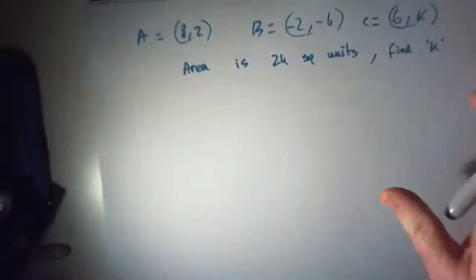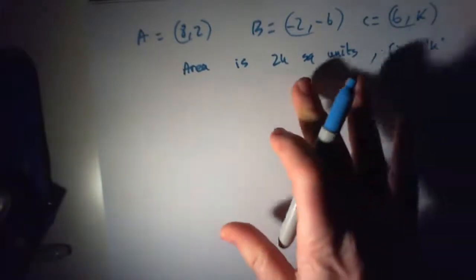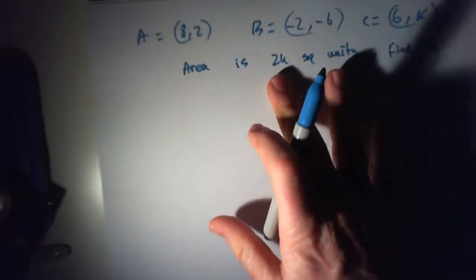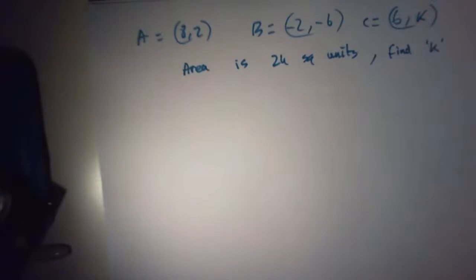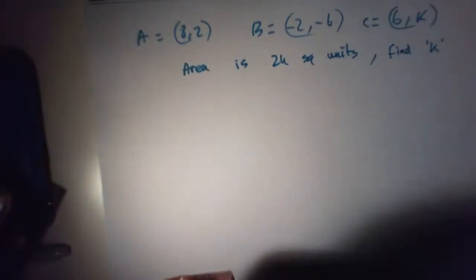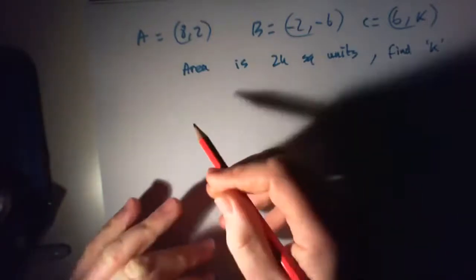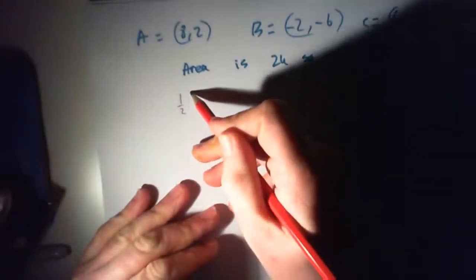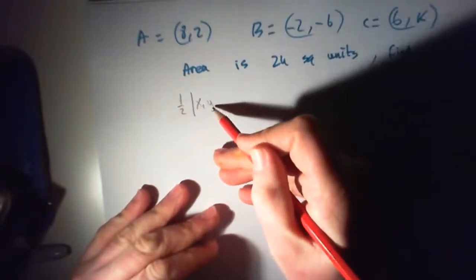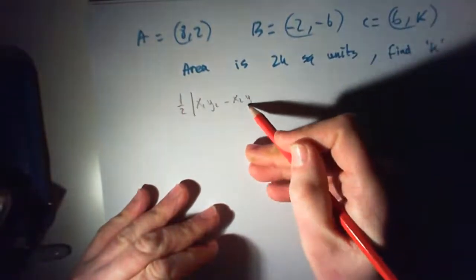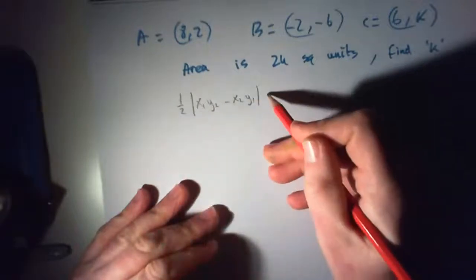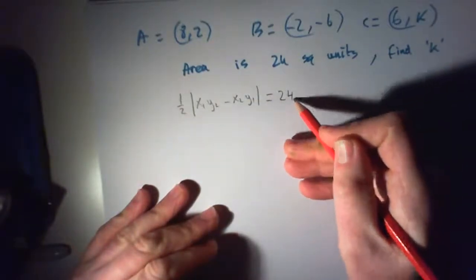So we know everything apart from K, but we know it generates a 24. Okay, so let's just do what we know we need to do. Let's try and force one of them to be 0, and see where it leaves us in terms of what K has to be. So what do we know? We know that half of x1, y2 minus x2, y1, that sum has to be equal to 24.